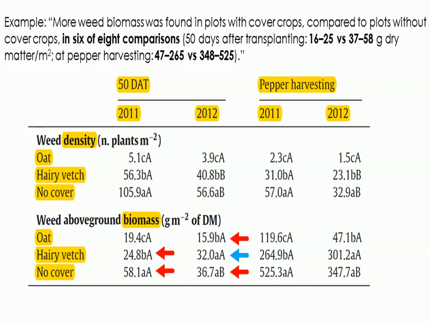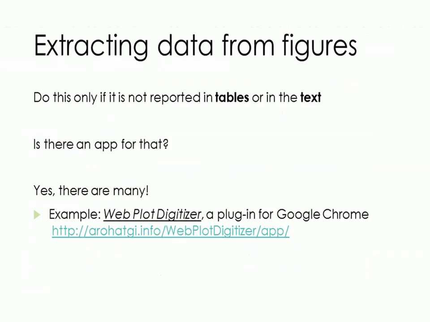So that's messy, right? But it's not as bad as it gets, because here they've given us the numbers and the statistical comparisons, but sometimes they don't. Sometimes they just give us a figure, and we then try to extract the data from the figures. We only do that if it's not available in the text or in tables. There's one program that I use that's really quite good, and I might give you a quick demonstration of how it works.